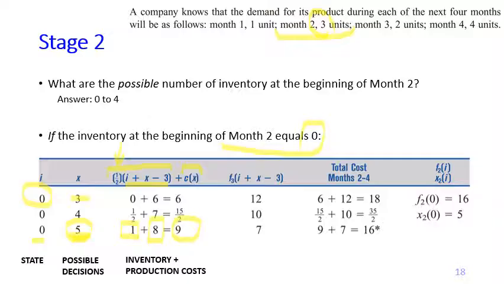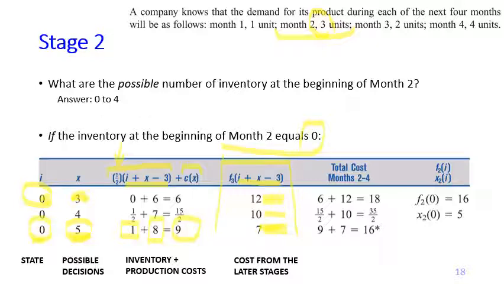And then do not forget to add the cost from the later stages. So you need to add F3 of something. So this $12 is F3 of I plus X minus 3. I equals 0 plus X equals 3: 0 plus 3 minus 3, this is F3 0. And so this is F3 1. This is F3 2, because I plus X minus 3, 0 plus 5 minus 3 equals 2. So yes, this is F3 2.